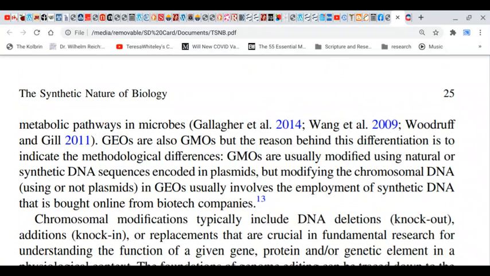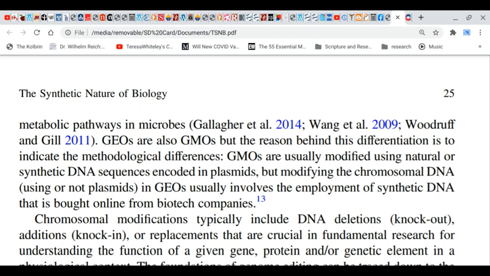GEOs are also GMOs, but the reason behind the differentiation is to indicate the methodological differences. GMOs are usually modified using natural or synthetic DNA sequences encoded in plasmids, but modifying the chromosomal DNA in GEOs, using plasmids or not, usually involves the employment of a synthetic DNA that is bought online from biotech companies.